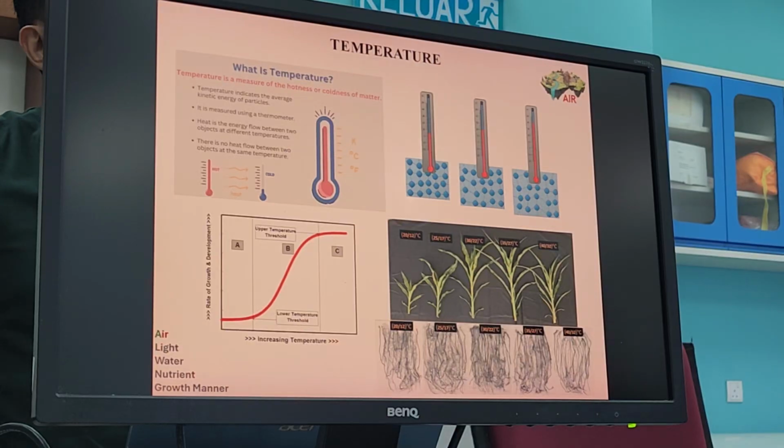So temperature. Why is temperature important for plants? Simply because your plants are living organisms, and living organisms are full of proteins. You too are full of proteins. What happens to protein when it gets too hot? It gets denatured. Can the protein function when it's denatured? Pretty much you cannot.